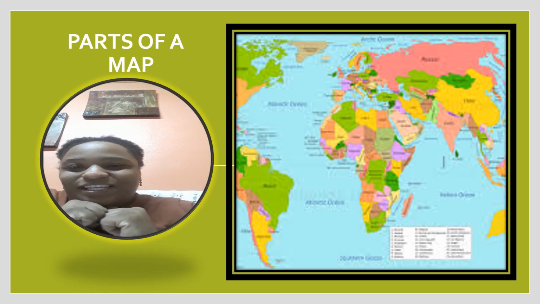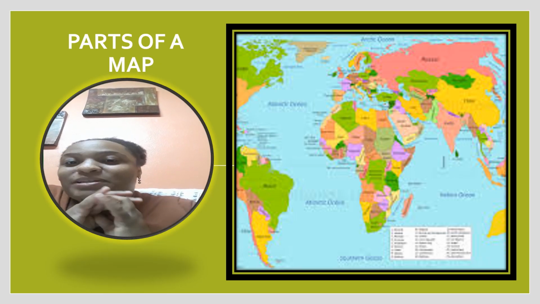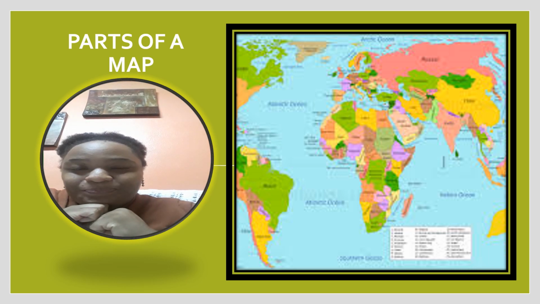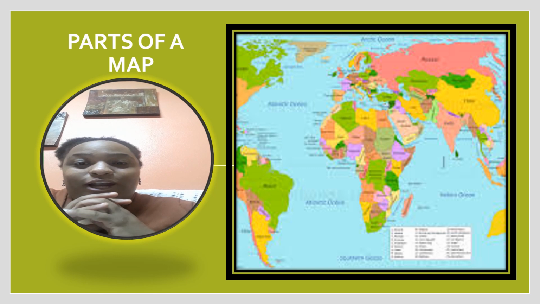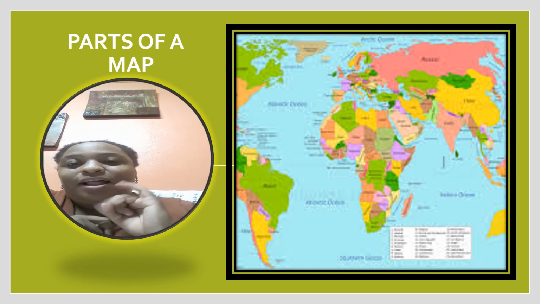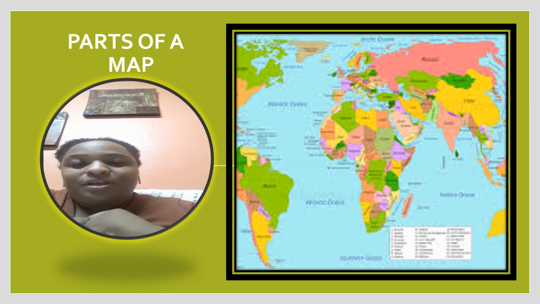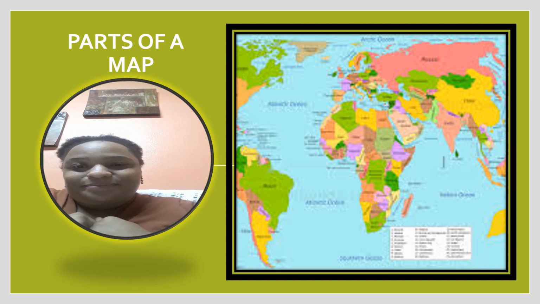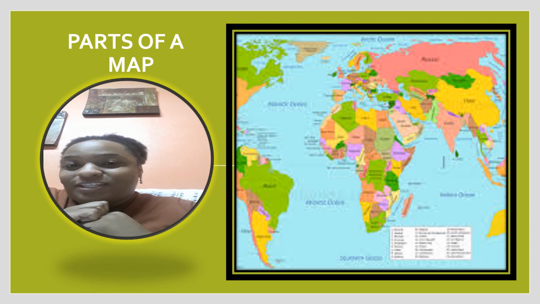Hello, students. Today we are going to be discussing maps and its 5 major components. There are 5 major parts to a map. They are title, legend or key, compass, border, and scale. Stay tuned for the definitions and explanations of each part.